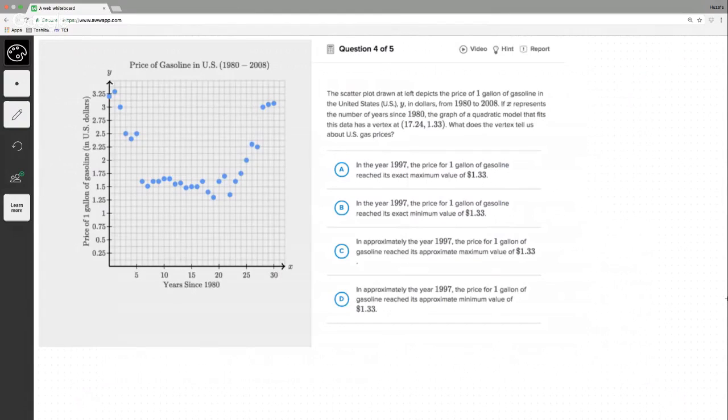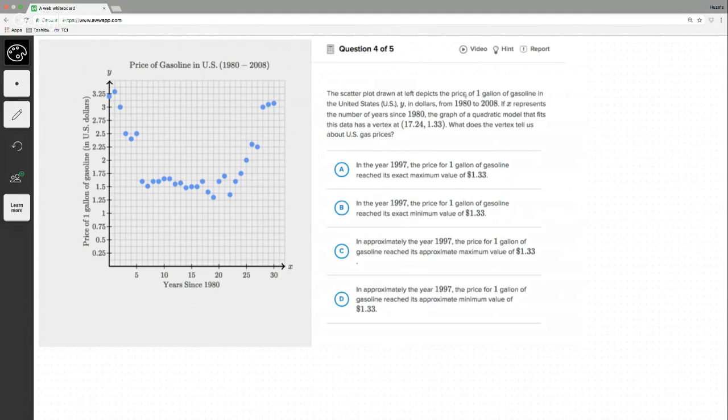The scatter plot drawn at left depicts the price of 1 gallon of gasoline. Again, this is time. Time is usually on the x-axis. That's a nice thing, and that's realistic too. That's the usual standard convention. It doesn't have to be, but it's how we usually do things. This is years since 1980. That's my birth year.